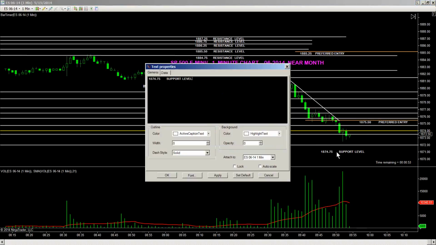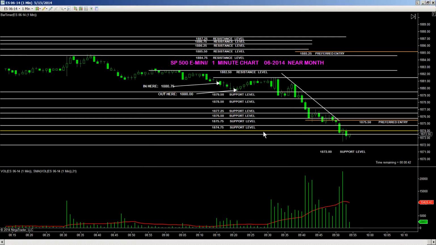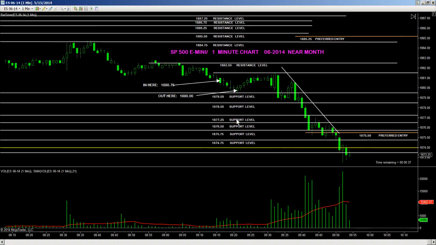This is the 1872. Here's your 1874 level in yellow right here. Every one of these targets hit to the downside. Original preferred in was back here. And as prices traded down and back up, secondary preferred in was about at this point right here, looking for the second leg to the downside on this individual trade.